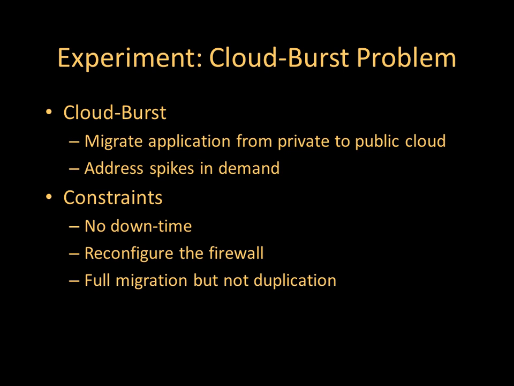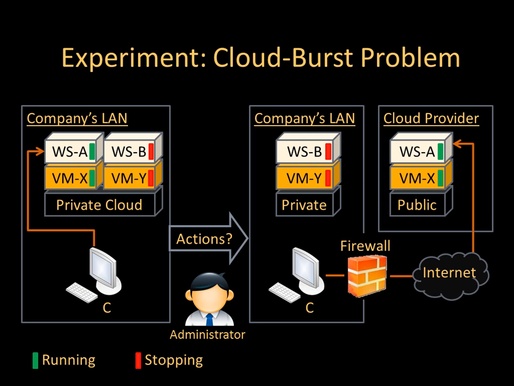First, there is no downtime of service. It means that all clients must be moved to a temporary service during migration time and back to use the main service after the migration. Second, we need to reconfigure the firewall so the clients in the internal LAN can have a connection to the service. Third, we must do full migration. We cannot just duplicate the application due to some reasons, for example, a limitation of license. This is an example of the Cloudburst problem.